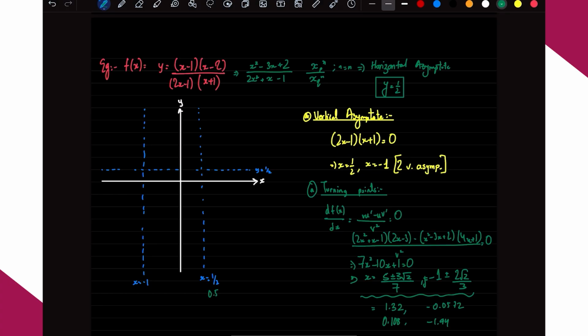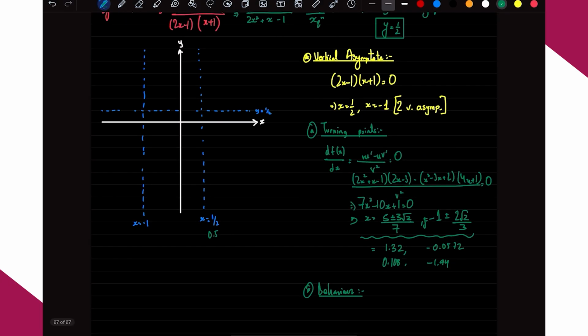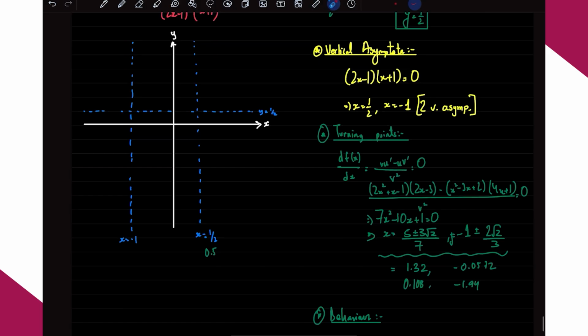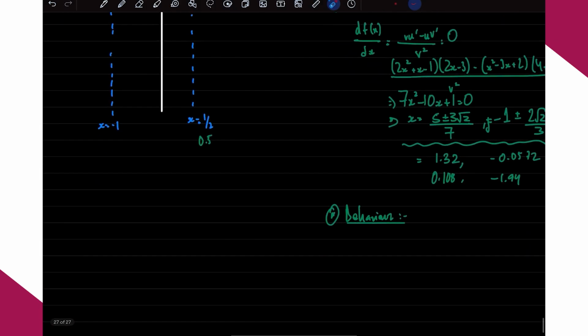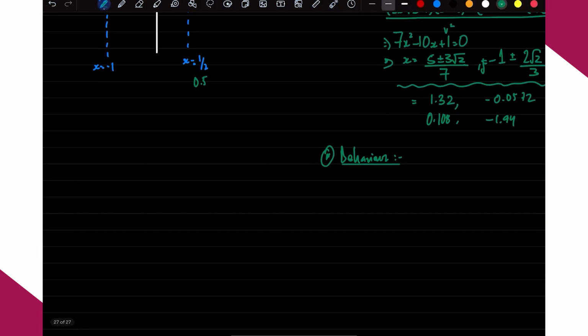Again, we take the two vertical asymptotes, and since we have two of them, we want to take a value that's between them. By using my calculator, I've established that we want to take values less than minus 1. So when x is less than minus 1, y is greater than 0, and the value is decreasing.